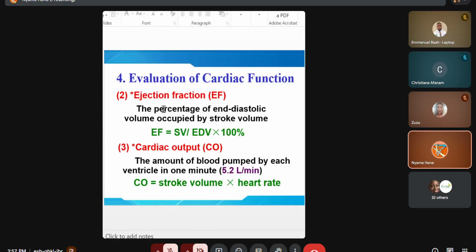You understand? In heart failure, we are going to talk about ejection fraction. We say ejection fraction of 30%, ejection fraction of 20%, ejection fraction of 45%. How do we calculate that? We use the stroke volume, the amount that was ejected after the contraction, then express that as a percentage of the total.